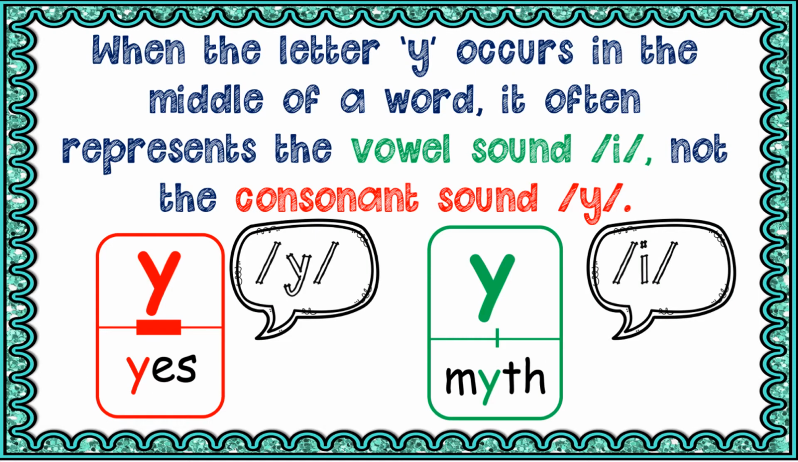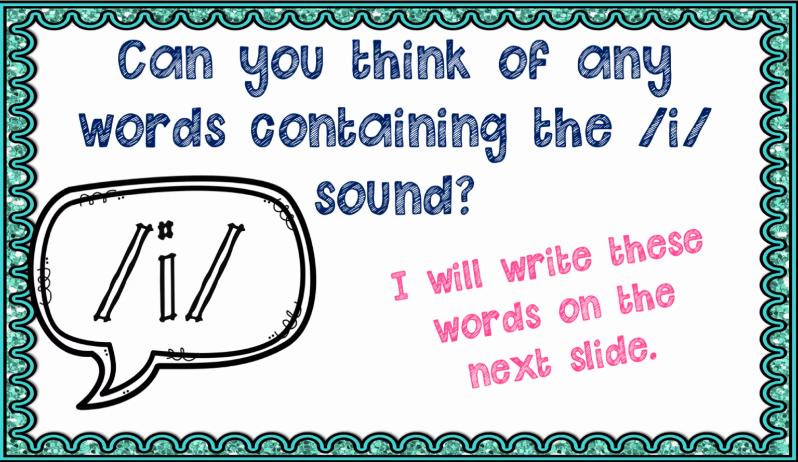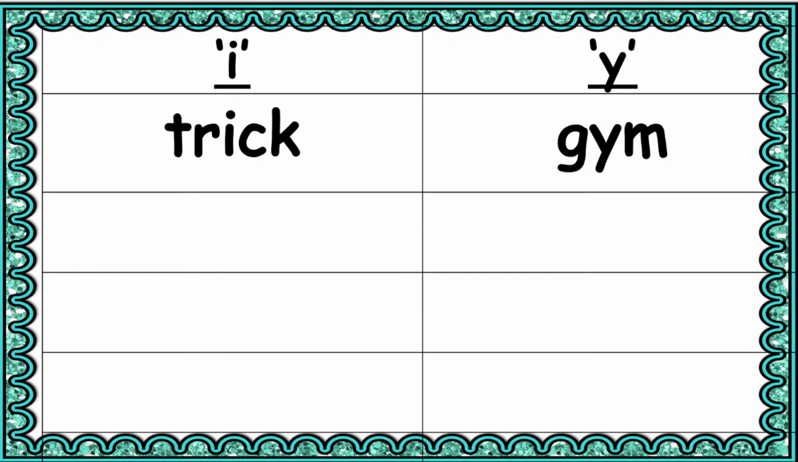When the letter Y occurs in the middle of the word, it often represents the vowel sound I, not the consonant sound Y. So it will say I. Can you think of any words that contain the I sound? Okay, now look at these words. You've got two different ways to write the I sound.